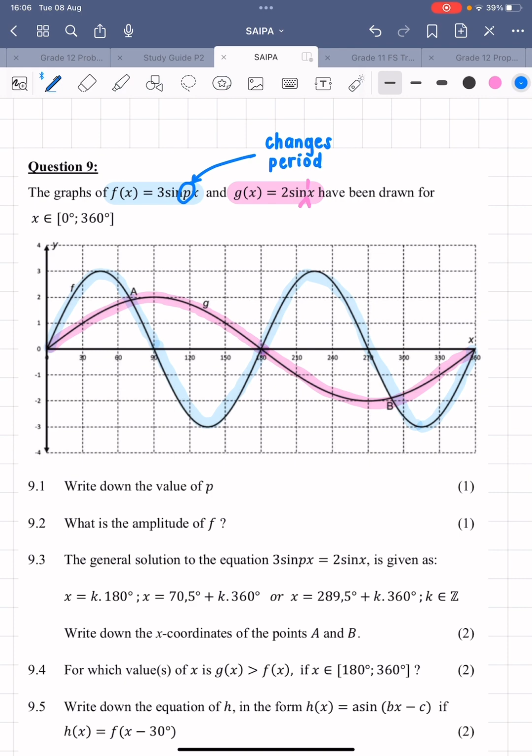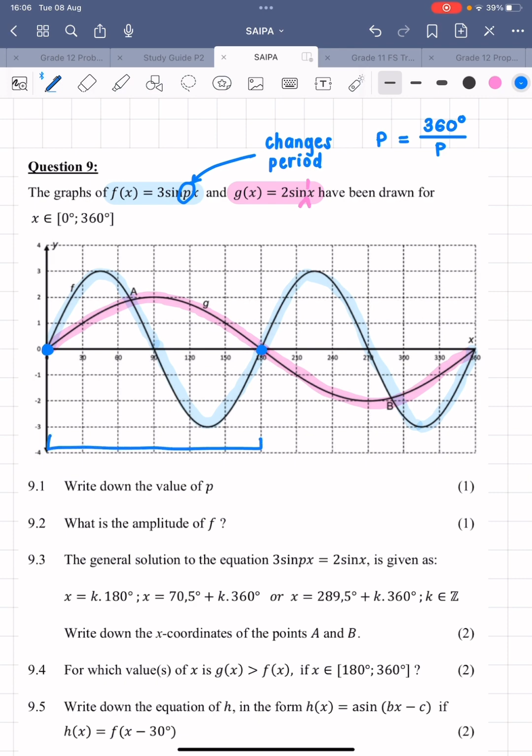Now, what happens to the period of a sine graph specifically? We know that the normal period of a sine graph is 360 degrees, but now because the number in front of x is labeled as p, we will have to divide that normal period by p to get the actual period that we're working with. Now, when we are looking at this blue graph, an indication of the period is the x distance that it takes for this graph to complete one whole curve, one full sine curve.